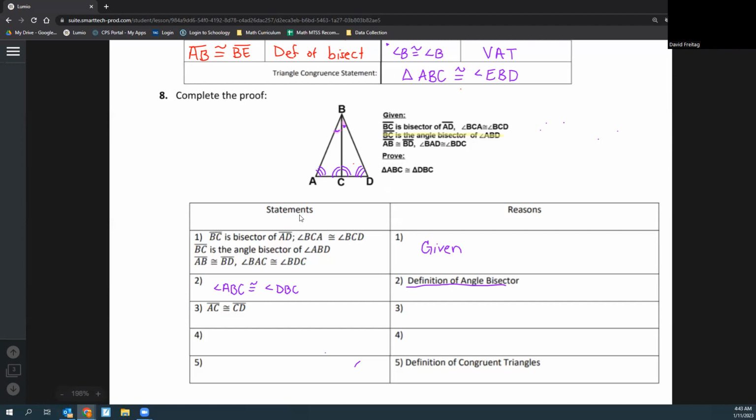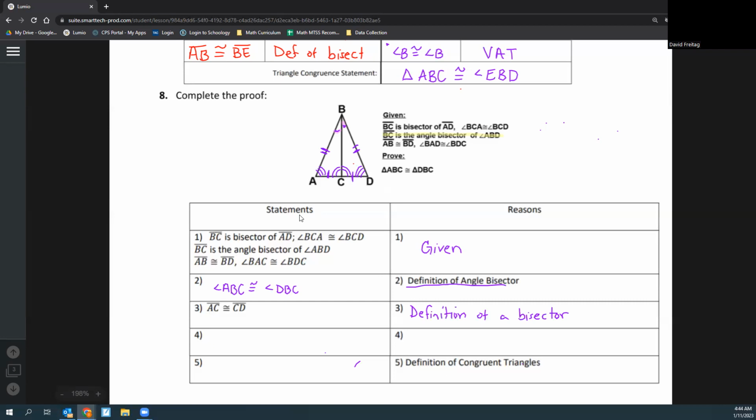Now AC is equal to CD. And I want to know why. Well, BC is a bisector of AD. So I know that we use the definition of a bisector here. They also gave me that AB and BD are the same in the given.